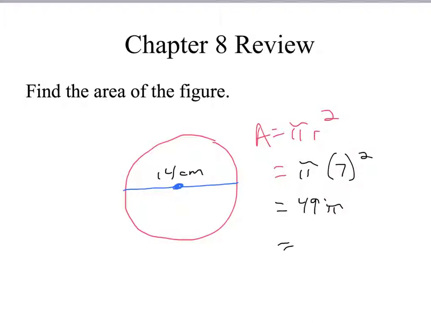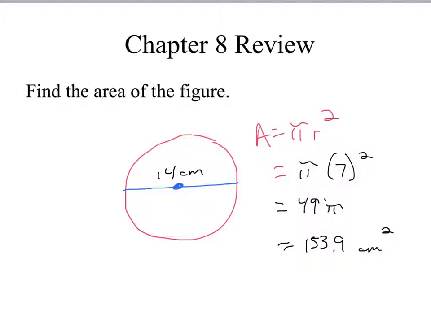Then you have to take 49 pi on your calculator. Make sure that you actually type in and hit pi. So you will get, if we round to the nearest tenth, 153.9 centimeters squared. Something very quick once you know the radius. If you know the radius of the circle, you can figure out pretty much everything.